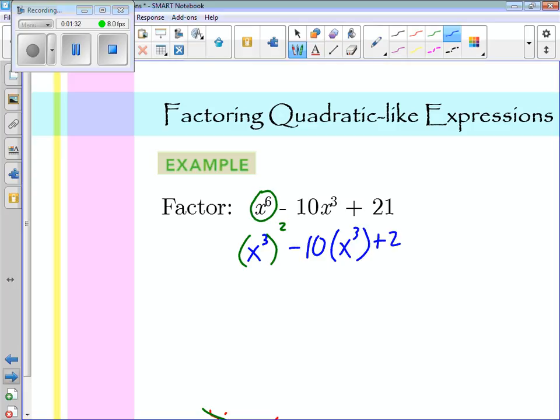I'm going to put it in parentheses just for now. Instead of x to the third, because this part right here is all ugly. It's just power to power. There's too much going on.